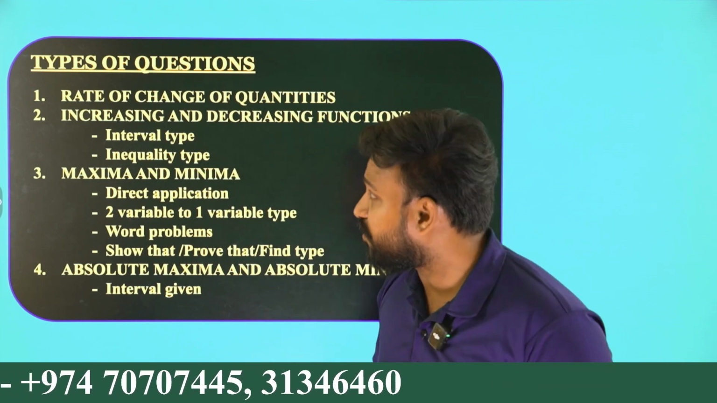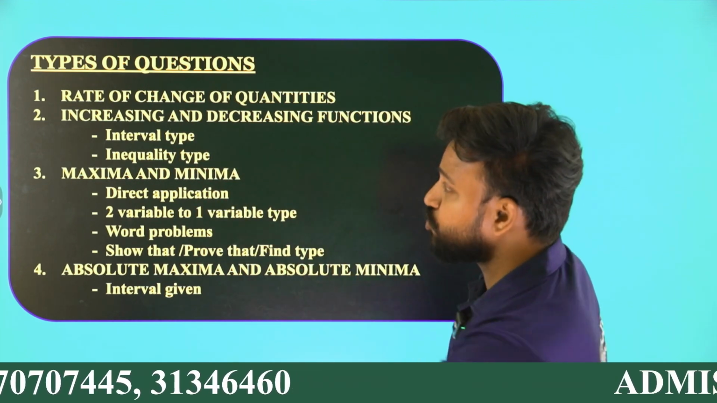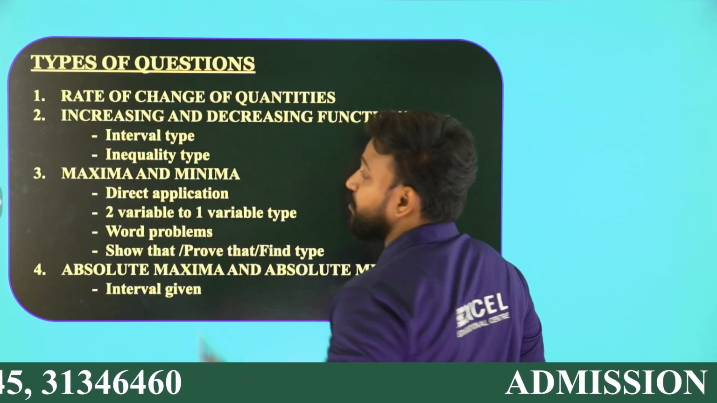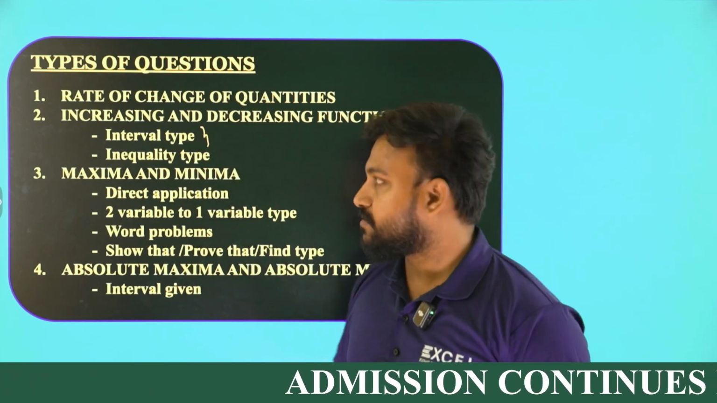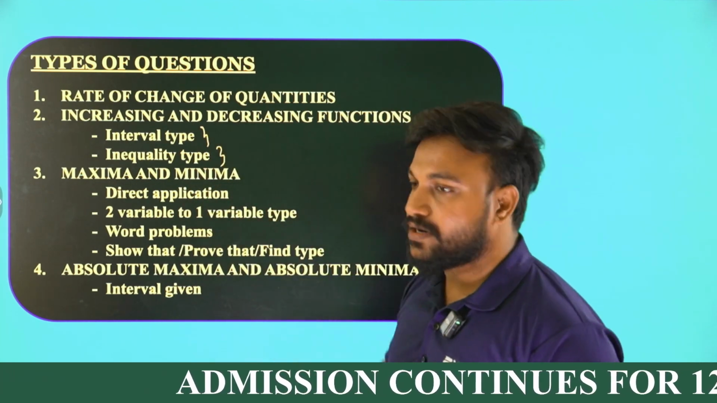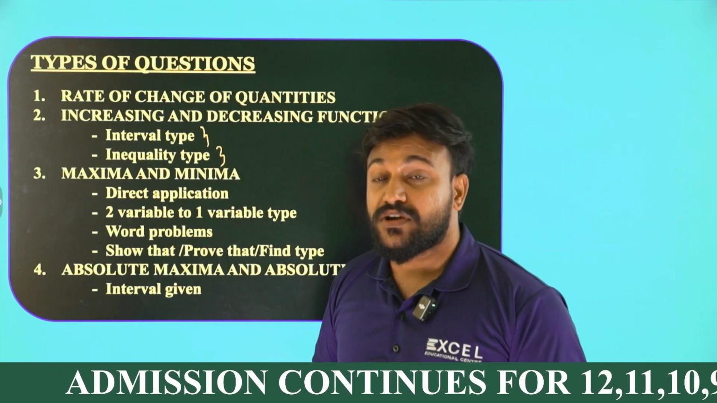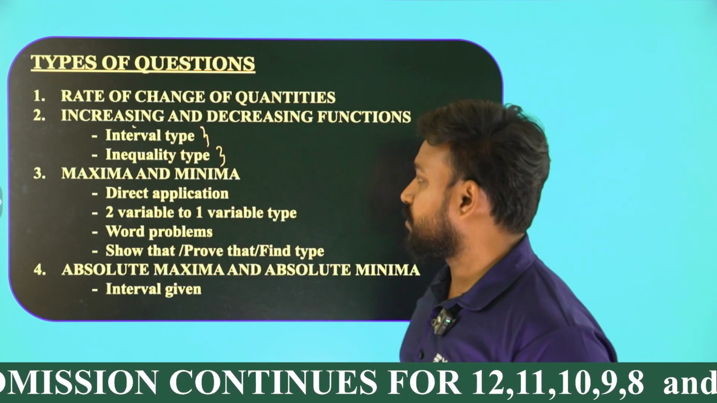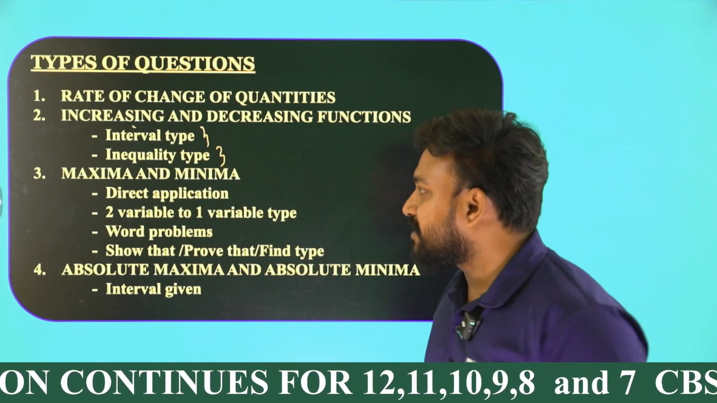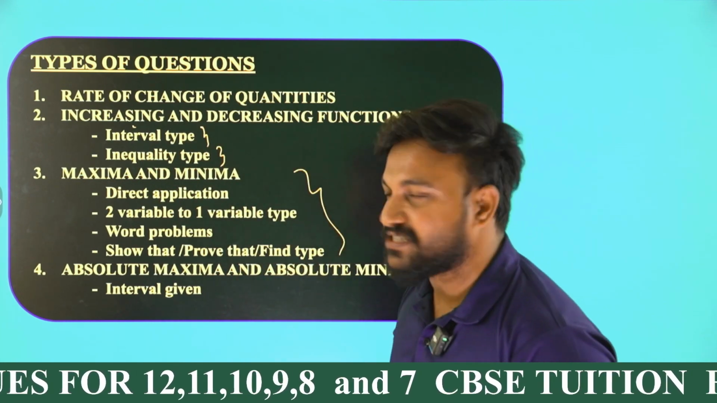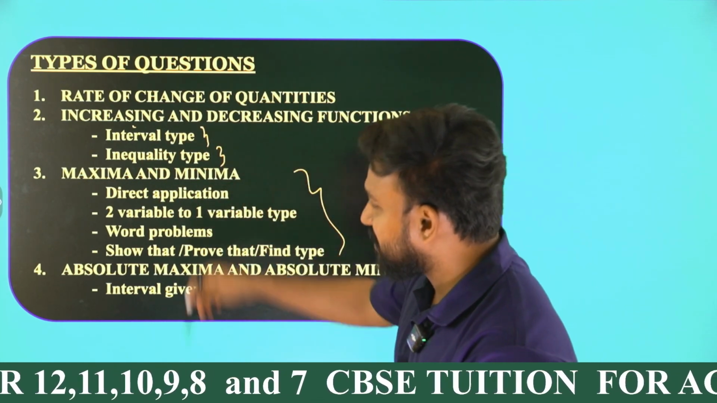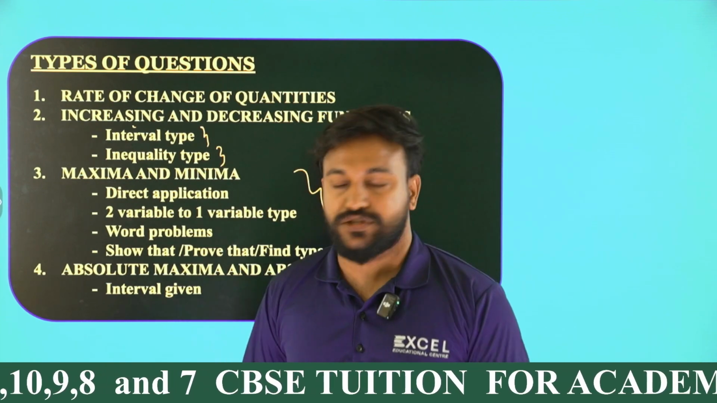And the second type of question is what? Increasing and decreasing. There are two types of questions you can expect from it. One is the interval type, where you want to find the interval. And another one is inequality, where you have to use inequality to check whether the function is increasing or decreasing. And the third one is what? Maxima and minima. This is the biggest one. This is the king player. Because from this part you can expect big mark questions.